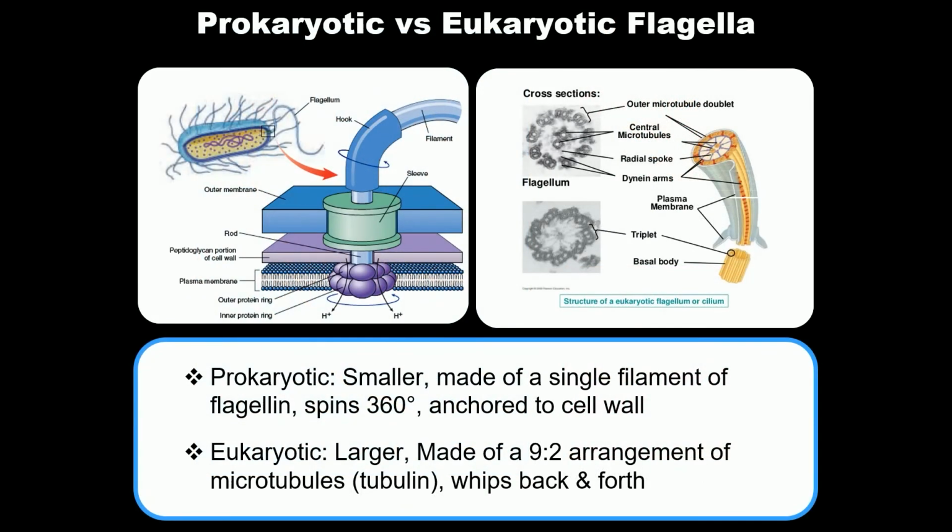Now you may remember that prokaryotic cells had flagella also. So you might wonder, is it the same as the eukaryotic flagella? And no, it is not the same. Prokaryotic flagella have a single protein filament called flagellin, and it can spin 360 degrees. So it's anchored into their cell wall, and it has a motor protein that's attached to it, and it literally spins around like a little propeller, like a speedboat propeller, just spins around and propels that bacterial cell or archaea cell forward in the water.